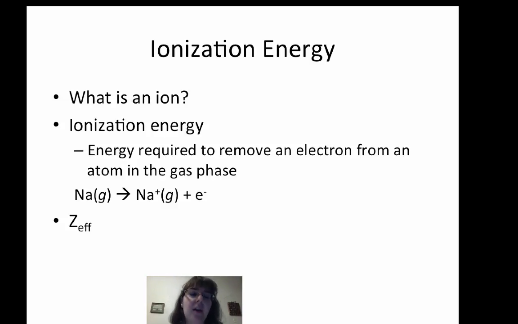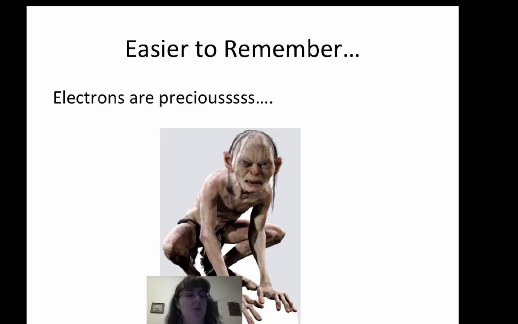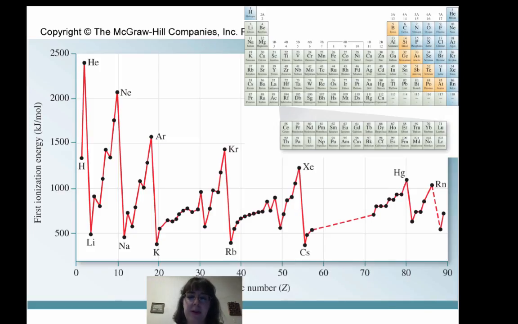When we talk about ionization energy, this is the energy required to remove an electron from an atom in the gas phase. This gas phase is very important because later when we get to ideas about how things react with water or how things react when they're in a liquid or when they're in a solid, those are all different. So it's important for a definition that we're talking about a gas phase. And again, we care about the effective nuclear charge, or Z effective. Again, remember, electrons are precious. So who's going to try to hold on to their electrons harder? Who's going to not care so much? This is one of those beautiful graphs.